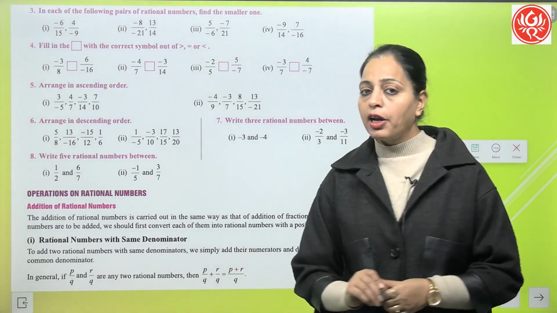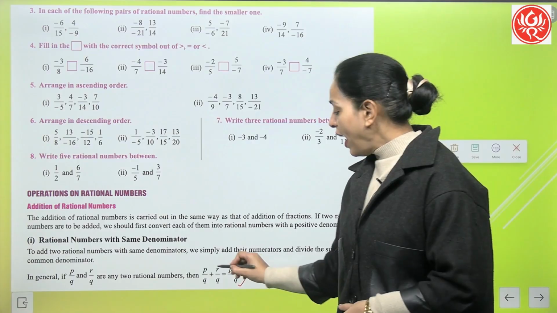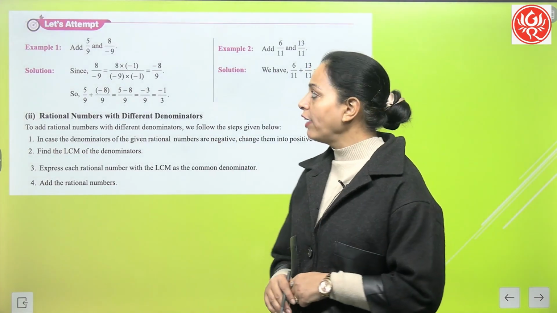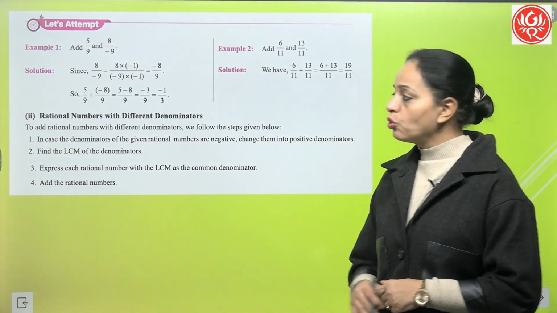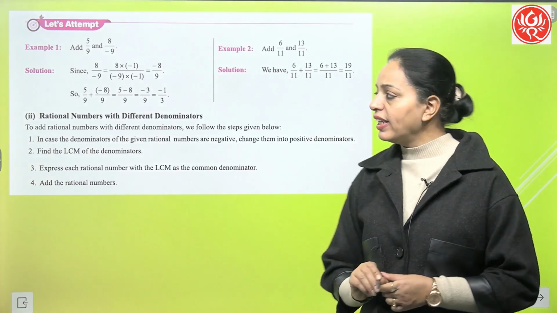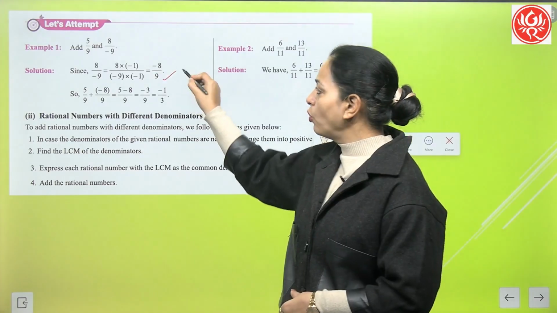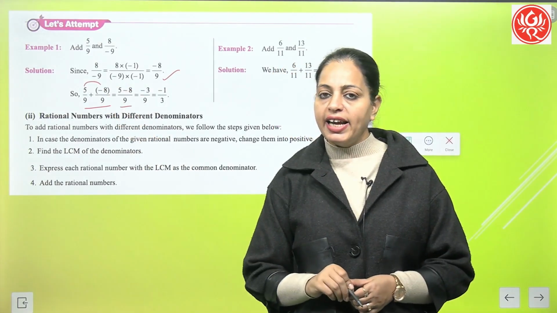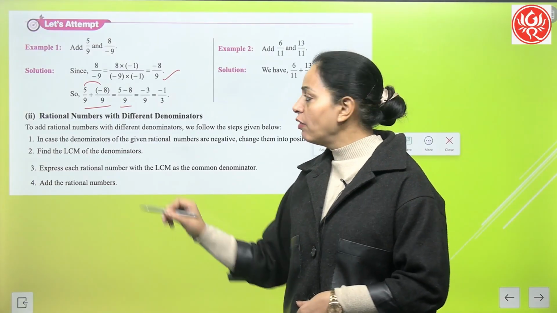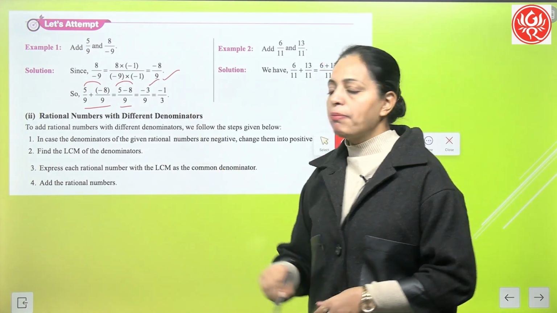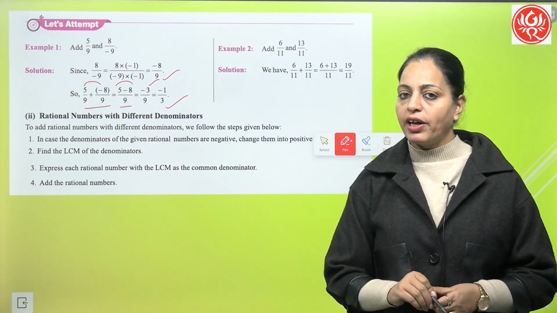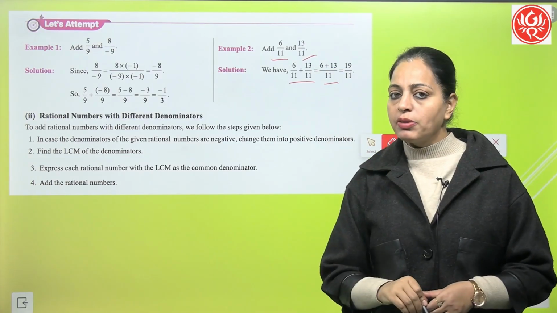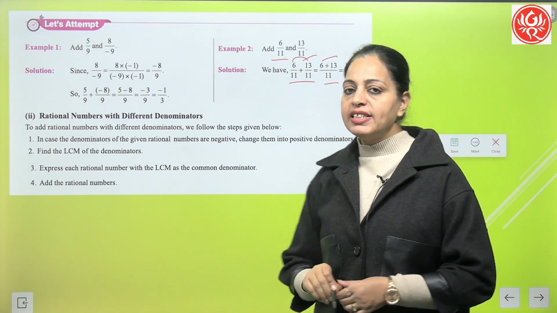See, suppose we have P upon Q and R upon Q. So Q is the common denominator and we have to add numerators P plus R, right? So let us attempt example 1, add 5 upon 9 and 8 upon minus 9. So what to do first of all, इस minus को हम numerator के साथ लिख देंगे. So 5 upon 9 and minus 8 upon 9. Now add these two. So 9 as it is and add numerators 5 plus minus 8. You know, if one number is positive, one number is negative, then what to do? 5 minus 8, it becomes minus 3 upon 9 means minus 1 upon 3. See example 2, add 6 upon 11 and 13 upon 11. So 11 is the common denominator, add numerators 6 plus 13, 19 upon 11.